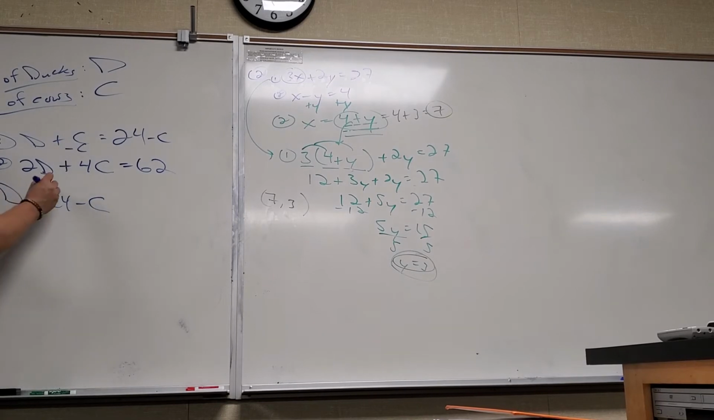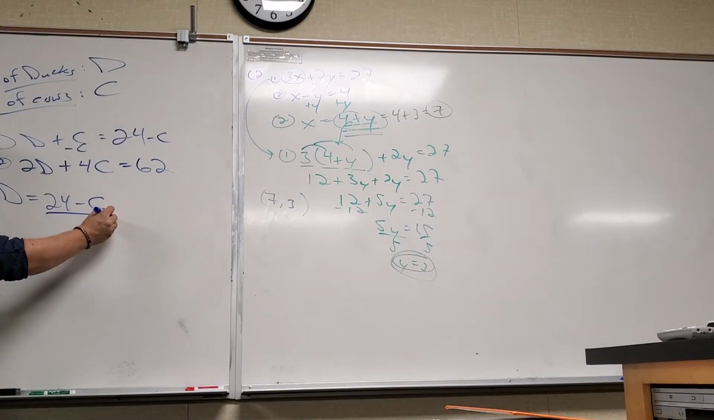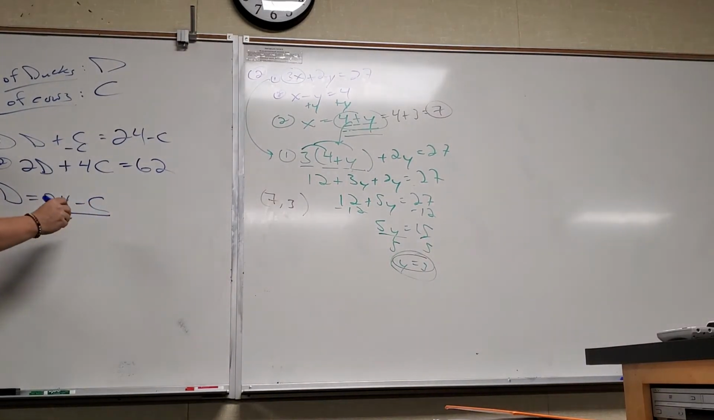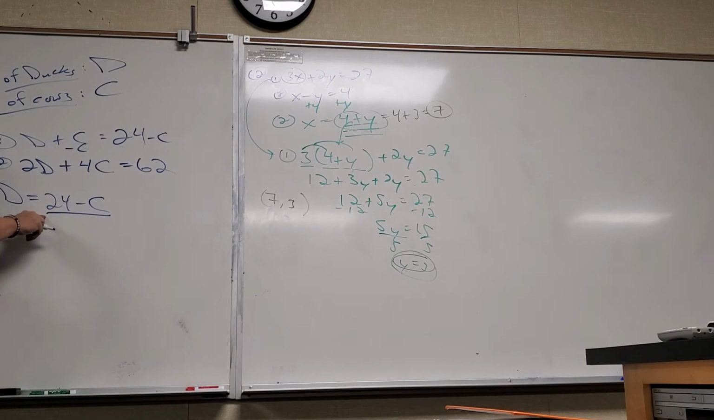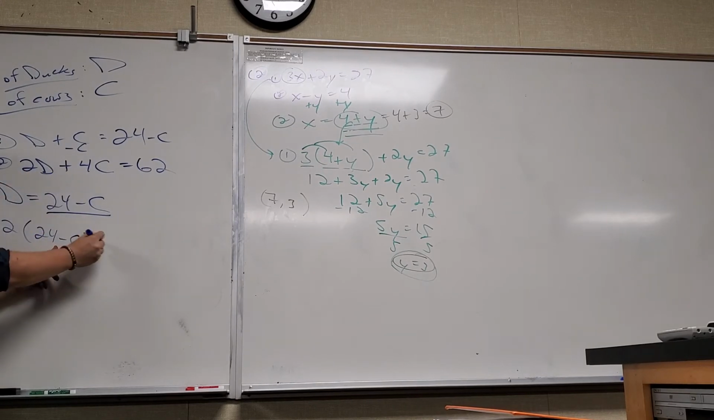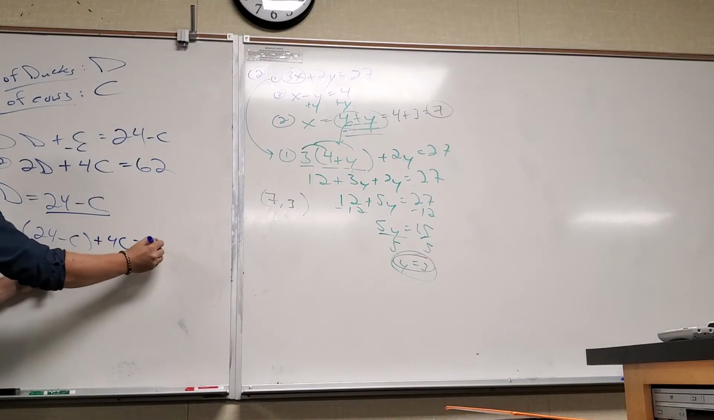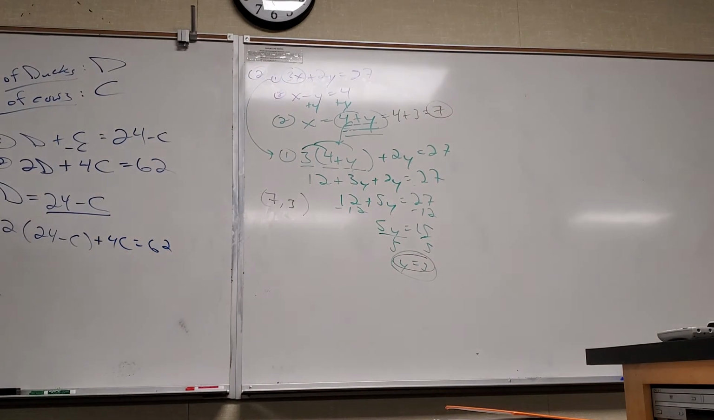But how can I use this now? How can I use this information? Plug it in for D, right? So now I can rewrite the second equation as twice D, which is 24 minus C. Twice D plus 4C equals 62, and now it only has the letter C in the whole thing.